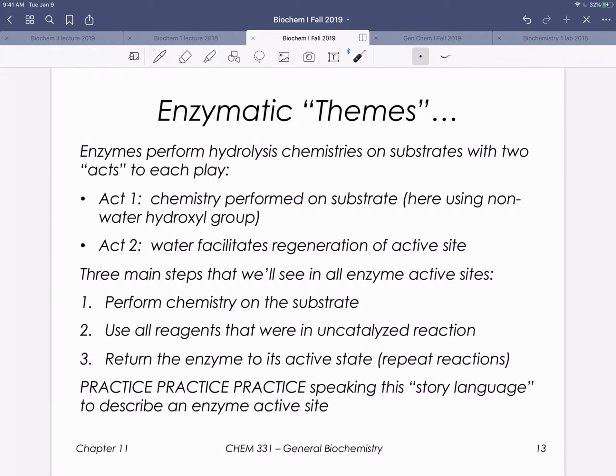So we've already mentioned this when we went through our uncatalyzed reactions, but to highlight, we tend to see our chemistry happen in the enzymes we're going to study in 2 acts. In the first act, we're going to see chemistry being performed on the substrate. And again, we're going to see a non-water containing hydroxyl group. So again, in RNase A, we're going to see the 2' hydroxyl of the substrate RNA acting as a nucleophile. For lysozyme, we're actually going to see an internal nucleophile. I shouldn't say.